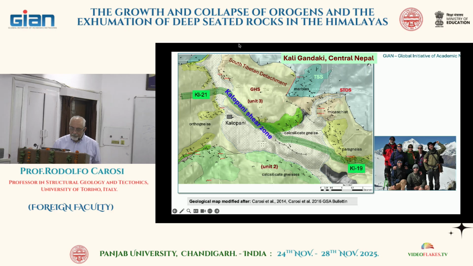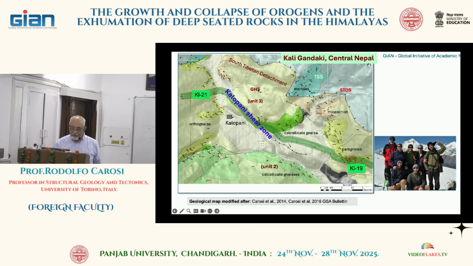This is a geological map of the Kalopani shear zone. More or less we are along the Kaligandaki River. This is Kalopani village. If we go ahead, we reach Mustang, Upper Mustang, then China. Here you can see the trace of the South Tibetan Detachment with marbles. Here, this guy is Lorenzo Gemignani, whom we left for 2 months in the mountains to map the South Tibetan Detachment and the Kalopani shear zone.